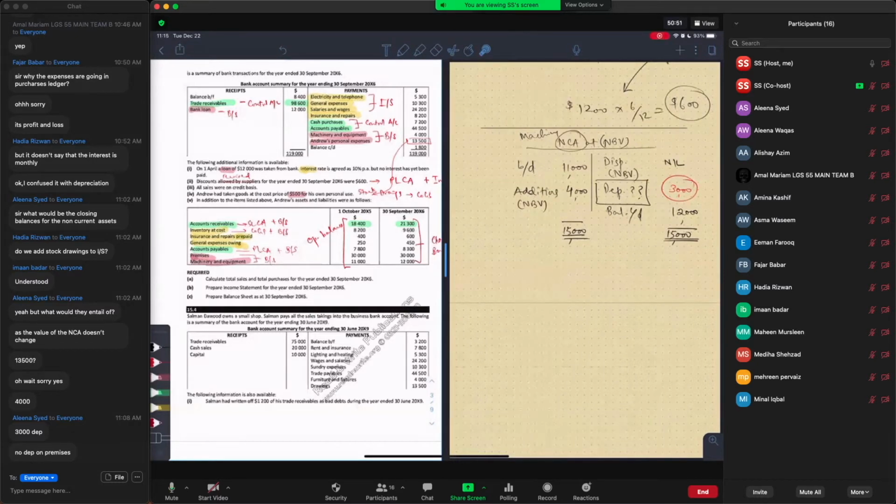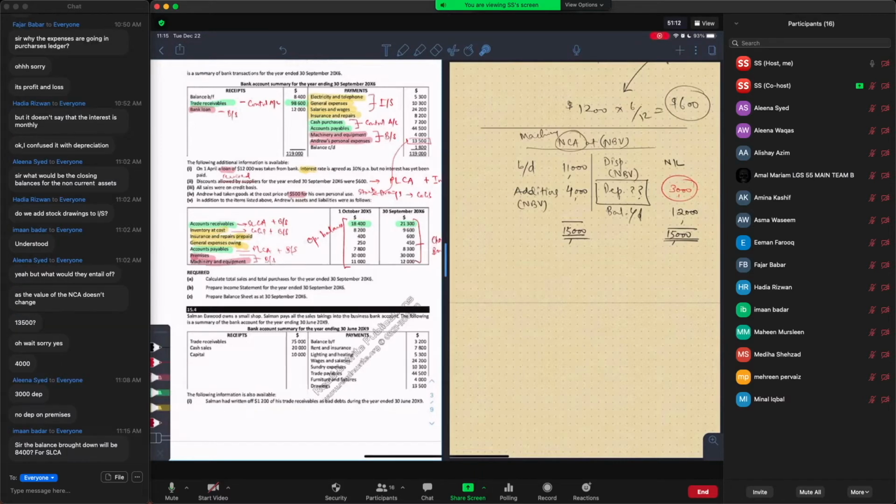Anyone got the control account done? Remember, discount received has to go on the purchase ledger control account, the note number 2. Don't forget to put discount received in the purchase ledger control account. The balance brought down will be 8,400 for sales ledger control account. 18,400. Yes, 18,400, not 8,400.